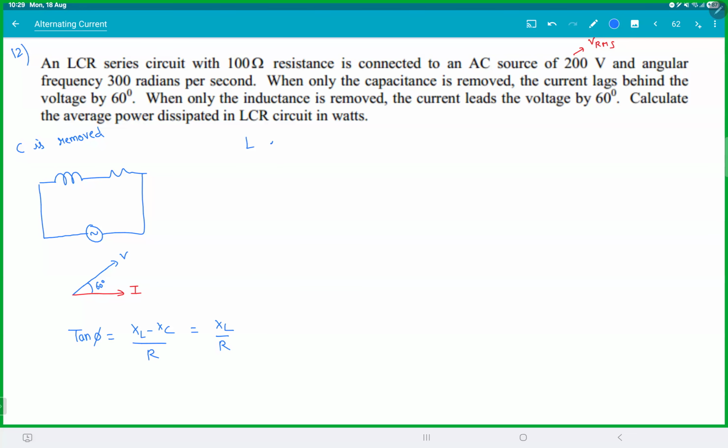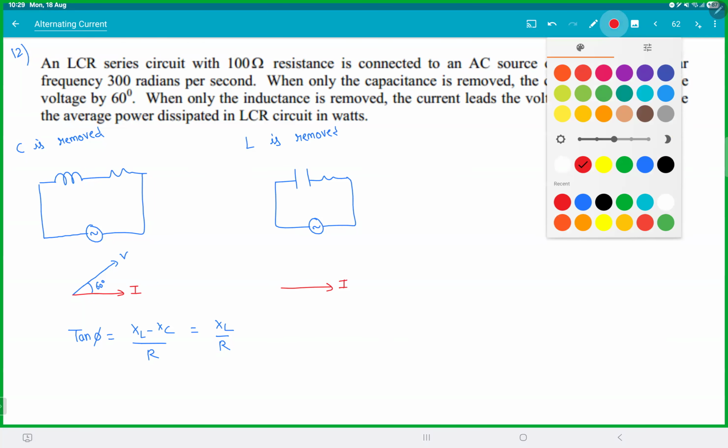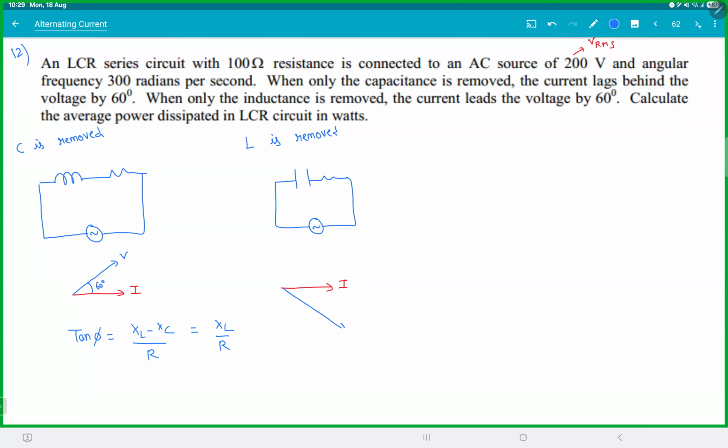Next thing, L is removed. That means you only have a capacitor and a resistor. And this time he's saying again, the current leads the voltage by 60. So again, we'll always keep the current as a reference. If current is leading, then the voltage is lagging.